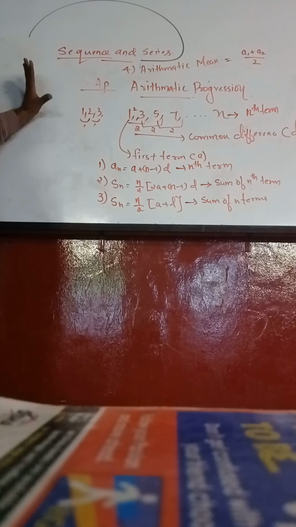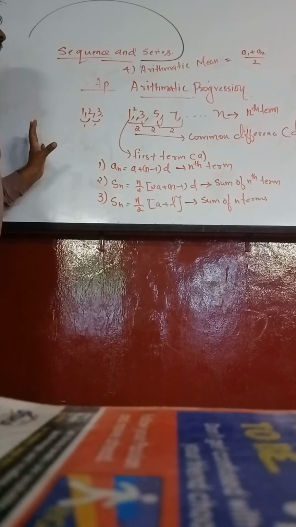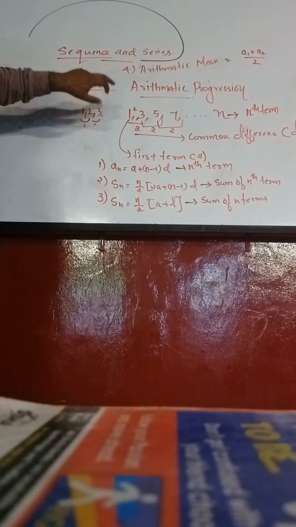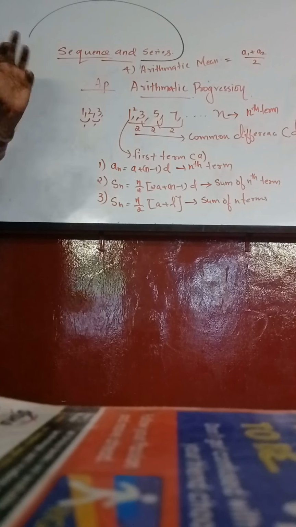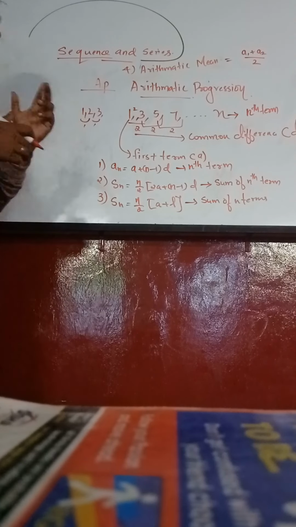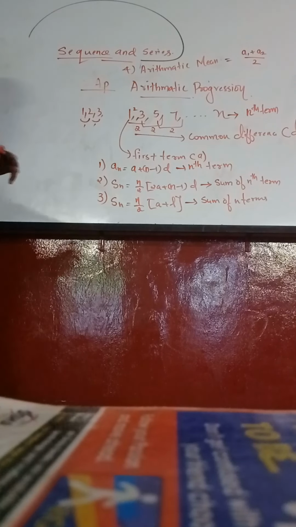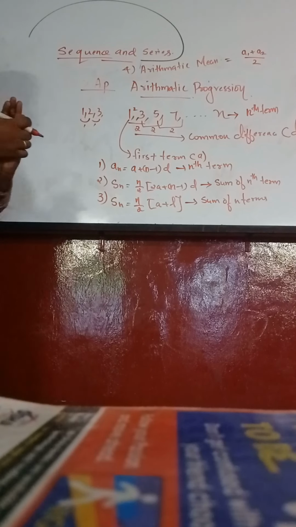So this is all about arithmetic progression. We know what an arithmetic progression is. We know what the first term is. We know what the last term is. We know what the common difference is, and we have studied 4 equations here. This is all about arithmetic progression.